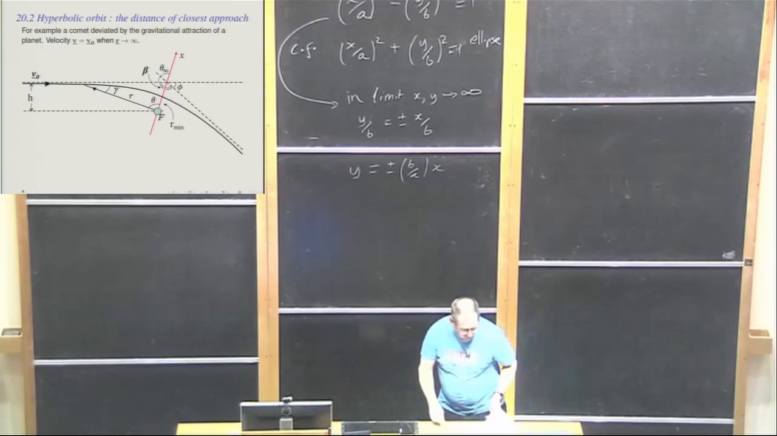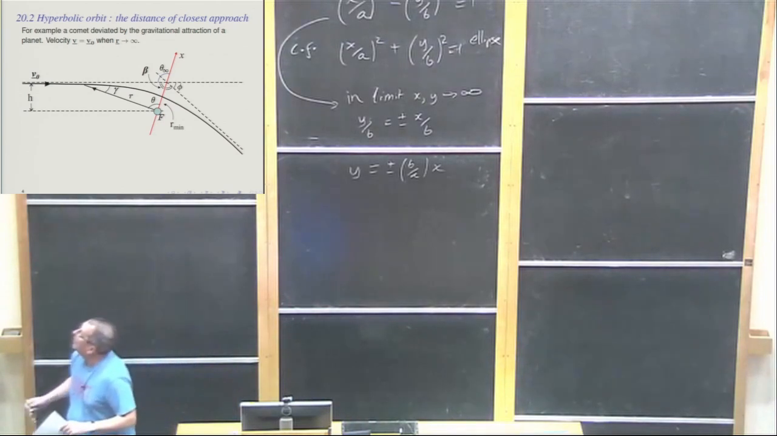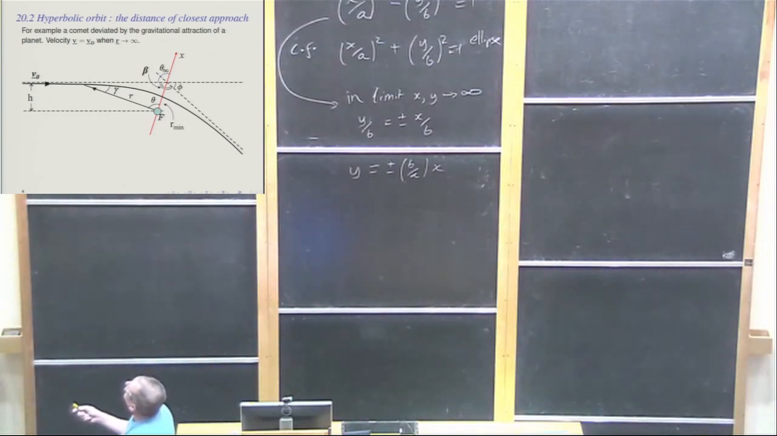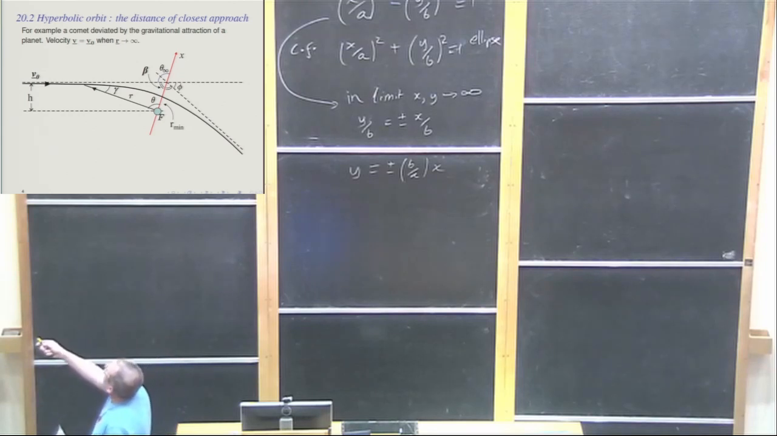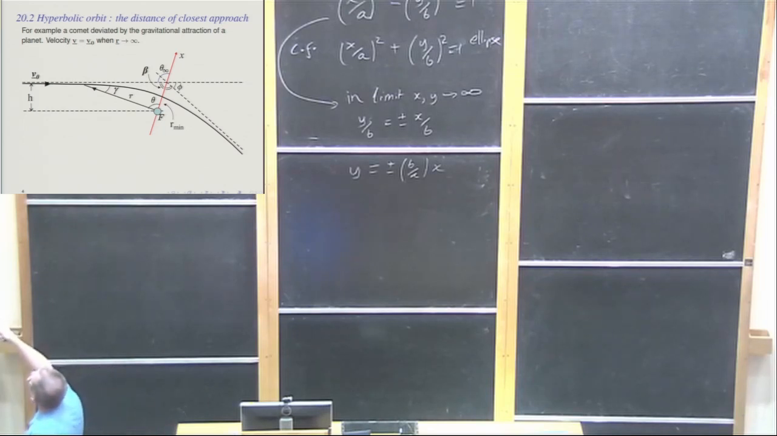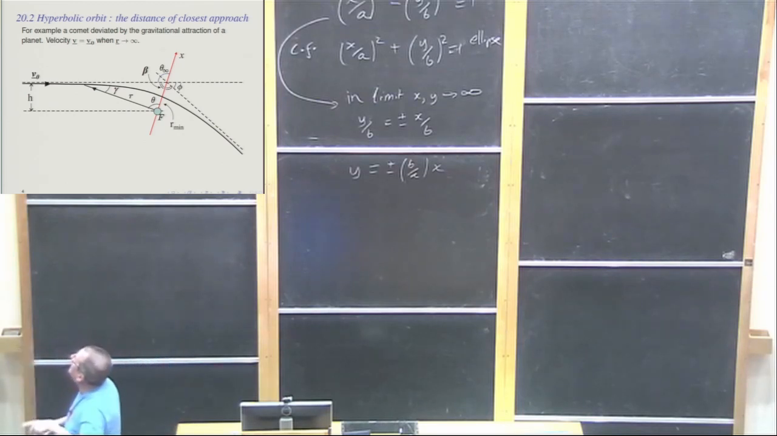Let's consider a special case, a physical manifestation of such an orbit. What is written here is that we have a comet deviated by the gravitational attraction of a planet. So here's the planet, here's the comet. I meant to change this text because, well, this is not strictly incorrect because it talks about a planet, but if it were to say a comet is deviated by the gravitational attraction of the sun, this would be a bad example because a comet is actually something in a bound orbit.